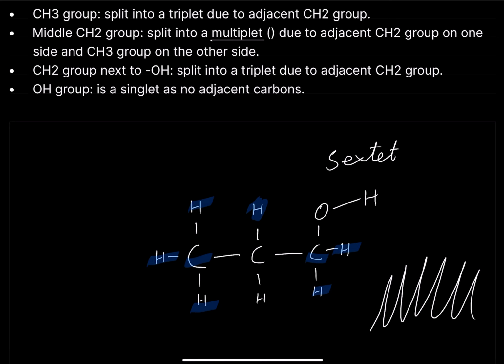And then this here would be a triplet. This is hydrogen 1 NMR. This hydrogen here is adjacent to a carbon that has 2 hydrogens, so therefore that'll be a triplet. 2 plus 1. Quick maths. Triplet.